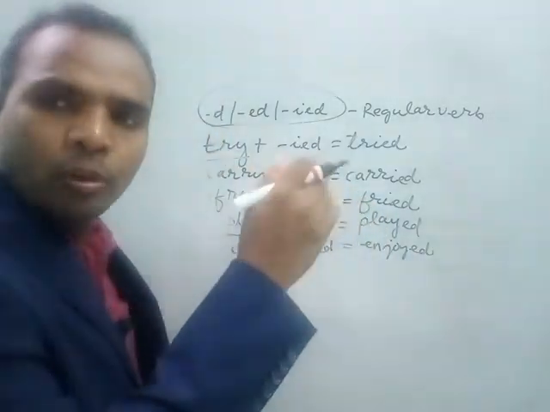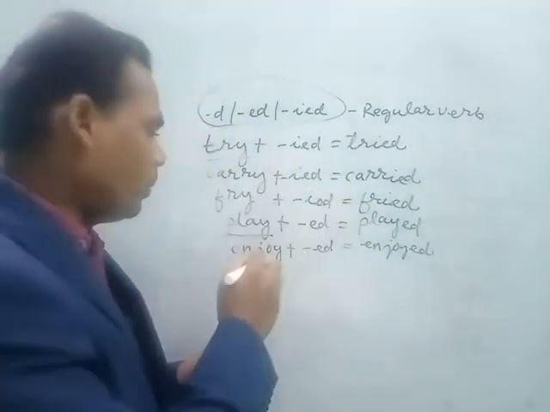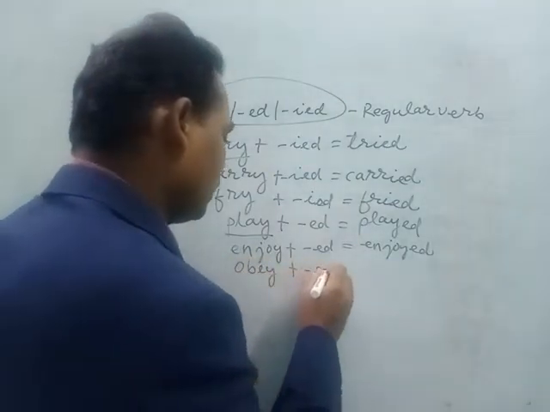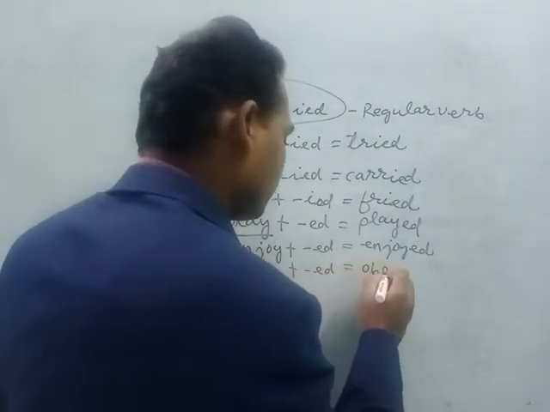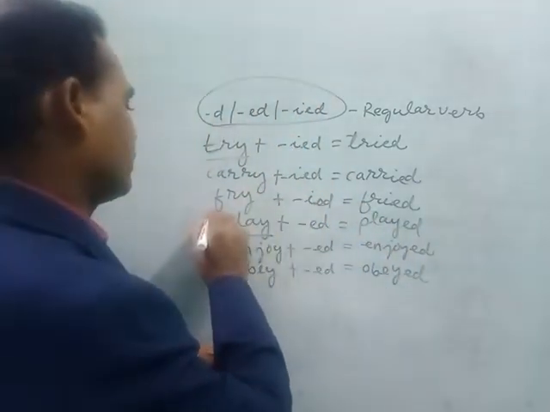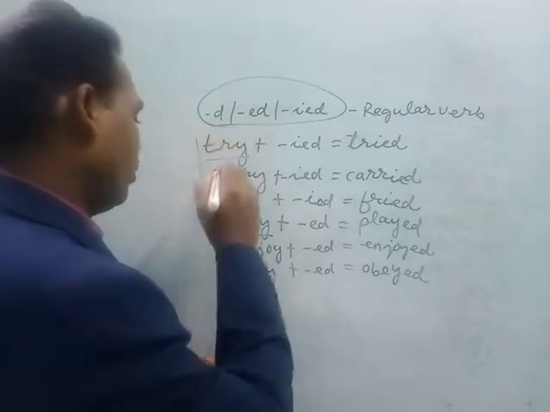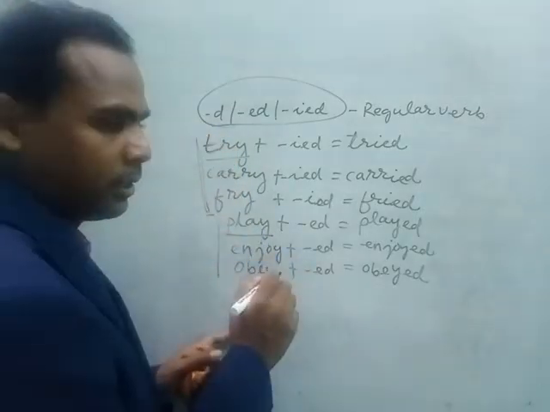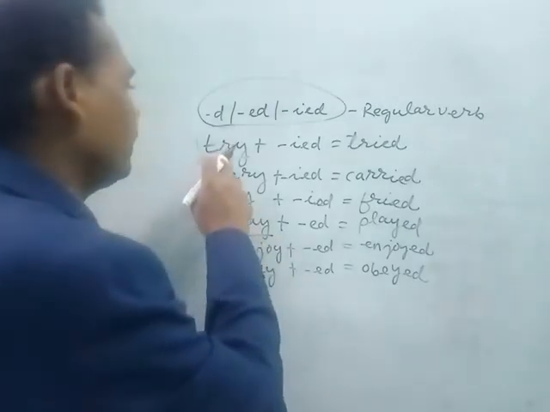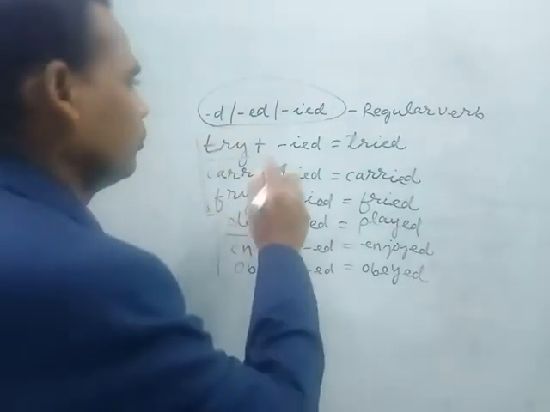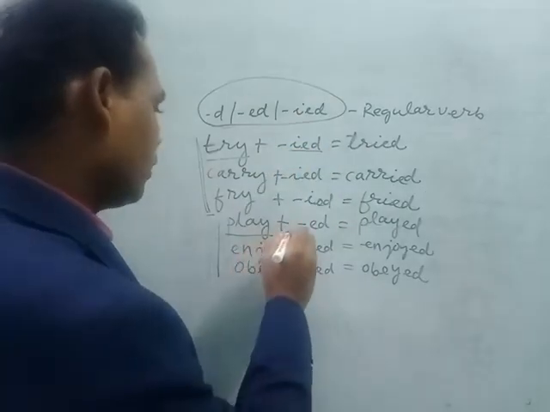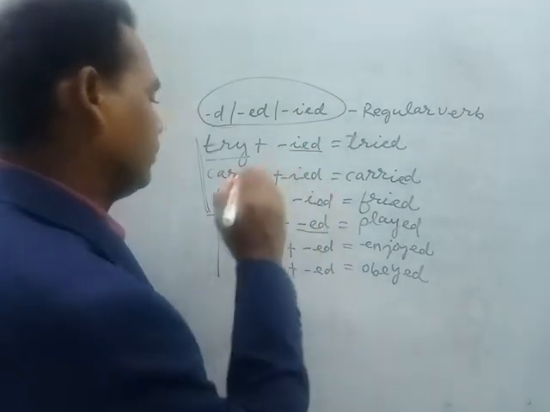If you give some more examples, suppose obey plus ed is equal to obeyed. So I am giving the difference between these three verbs and these three verbs. What is the difference? Here try, try, try, we add ied. Here we add only ed.